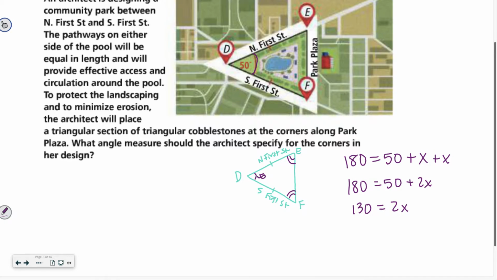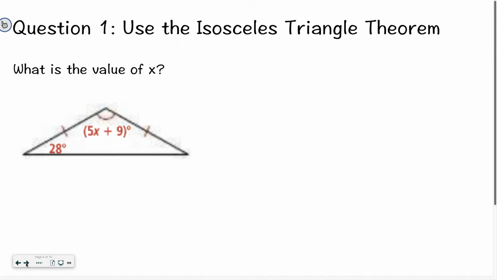And 130 divided by 2, yes, is 65. Sorry, it's early and I'm questioning my mental math. So x equals 65 degrees. So the angle measure should be 65 degrees. All right, so now I want you to find the value of x in this triangle. Good luck.